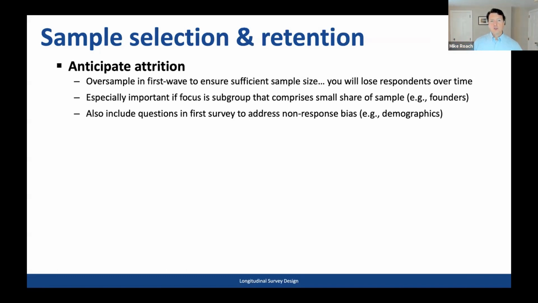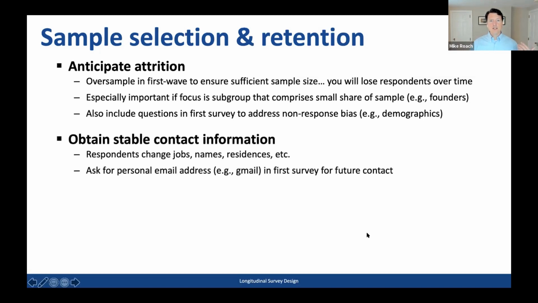You also want to include questions in the first survey to address non-response bias. This has been some of the questions we've gotten from referees about selection issues and people leaving the survey and what might drive that. Oftentimes it can be just demographic characteristics. So ideally you're not losing anyone systematically. And what you really want to be able to do is show that there isn't any kind of systematic bias in terms of who's not responding to subsequent surveys, but you want to plan that in advance beyond the normal types of questions you would include for sample selection bias.